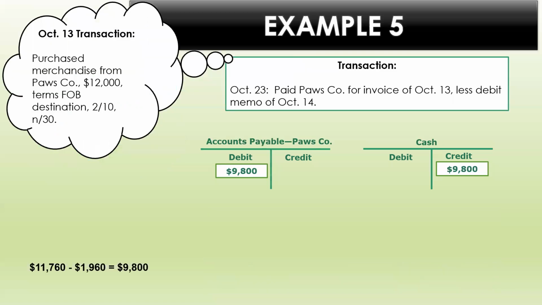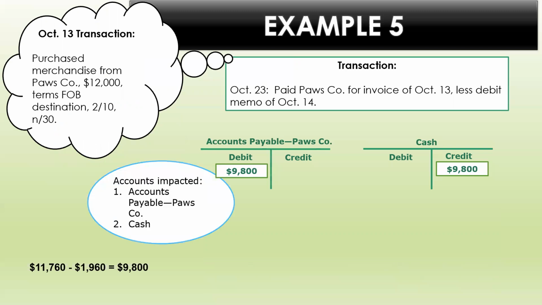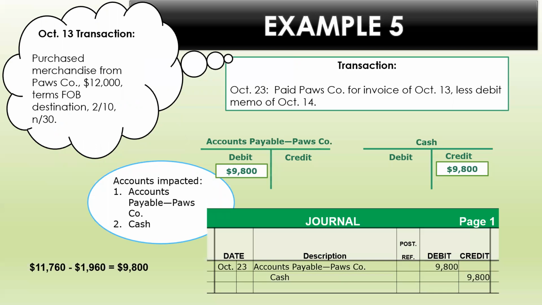Example 5, transaction, October 23. Paid Paul's company for invoice of October 13, less the debit memo of October 14. The accounts impacted here are accounts payable Paul's company and cash. Here, the amount is going to be $9,800. The date is October 23rd. The debit is to accounts payable Paul's company, and the credit is to cash in the amount of $9,800.